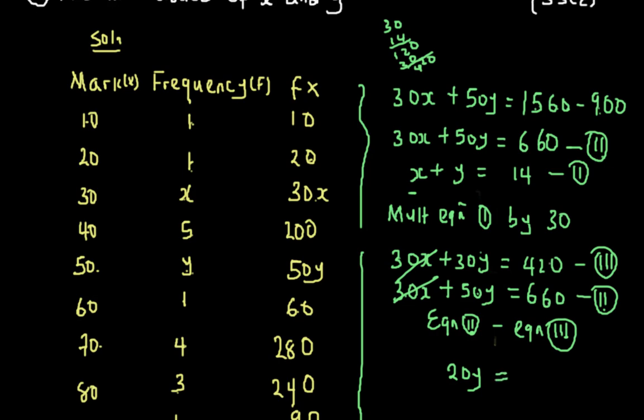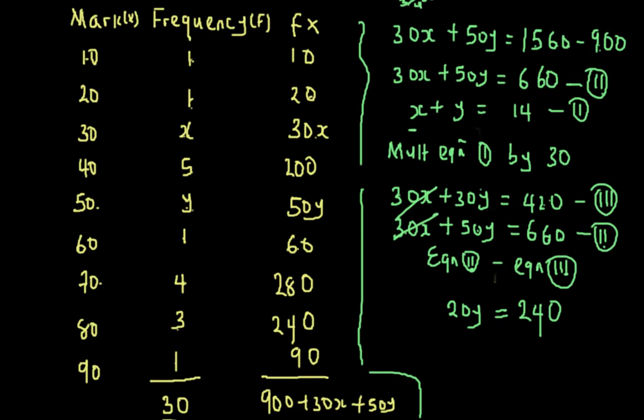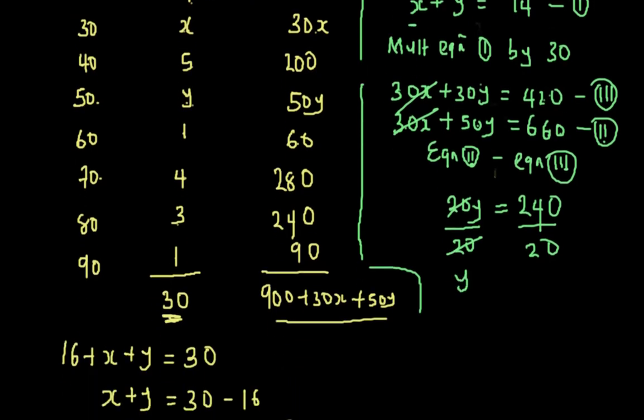Equals to 660 minus 420. 0 minus 0 is 0. 6 minus 2 is 4. 6 minus 4 is 2. So we have 20y equals to 240. To find y, we divide both sides by 20. 20 cancels 20. We are left with y equals to 0 cancels 0. 2 in 24 is 12. So y equals to 12.